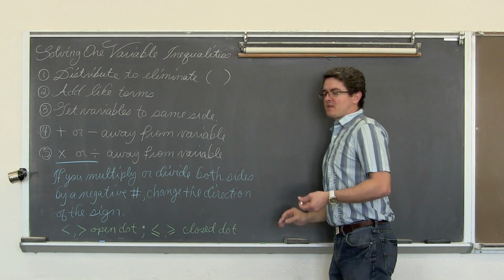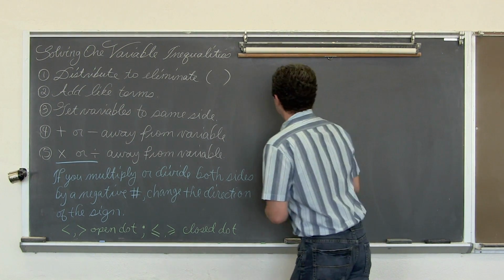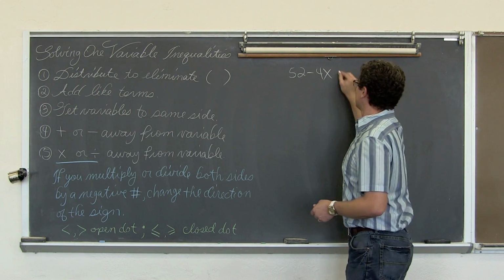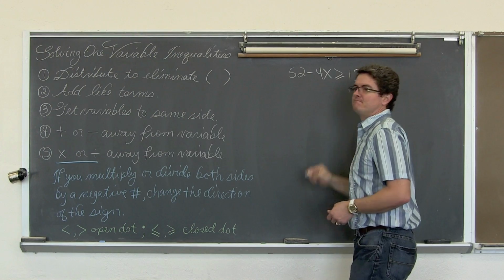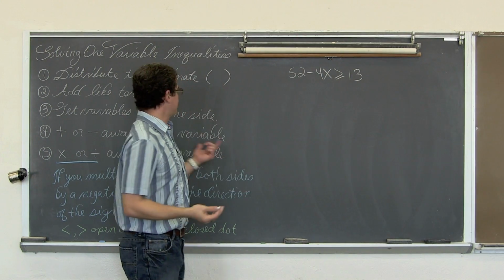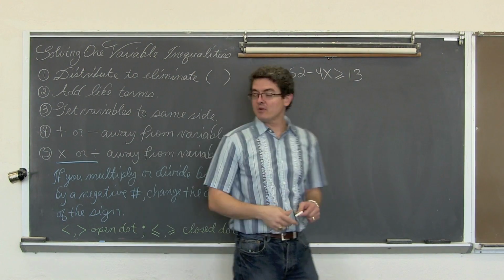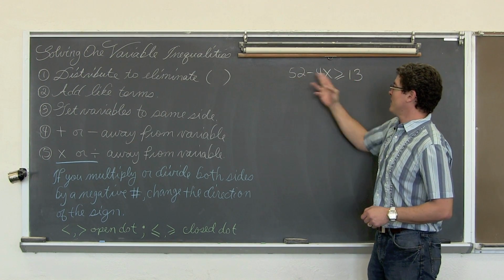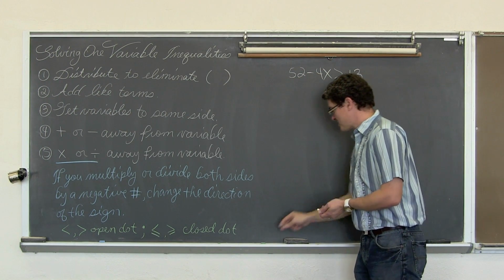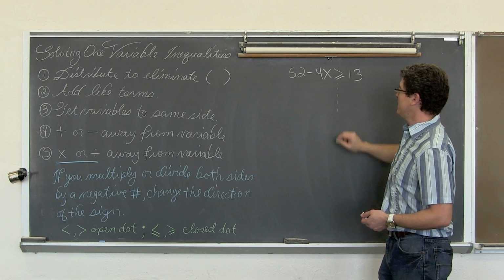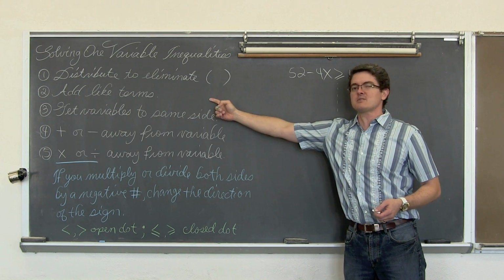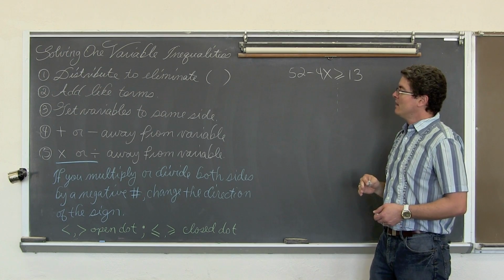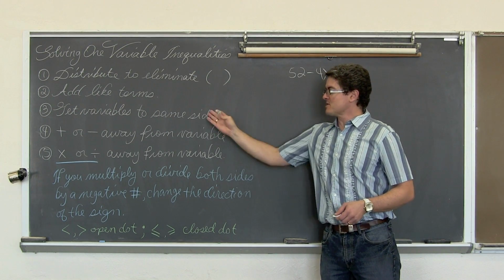Our next example is going to be 52 minus 4x is greater than or equal to 13. We do not have parentheses to get rid of. We do not have like terms to deal with. Yes, we have numerical values, but they're on different sides of the inequality. So when I say adding like terms, I'm not talking about like terms where one's on the left and one's on the right. And get variables on the same side.